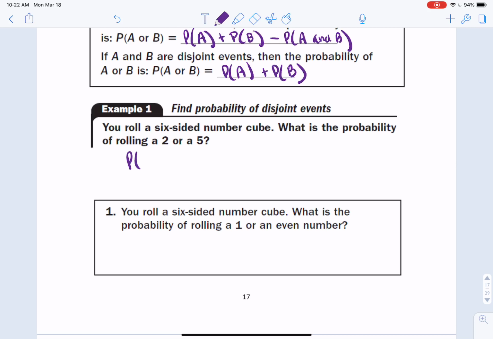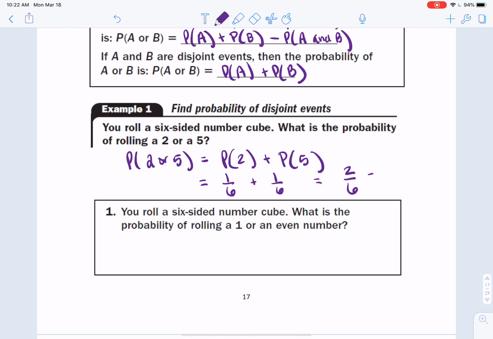So the probability of rolling a 2 or a 5 is equal to, we'll just take the probability of rolling a 2 plus the probability of rolling a 5. So the probability of rolling a 2, if we have a six-sided number cube or a dice, is 1 out of 6 plus 1 out of 6 chances for the probability of rolling a 5. So that's 2 out of 6. Now you could leave that for a test, that's fine, or you could reduce to 1/3.